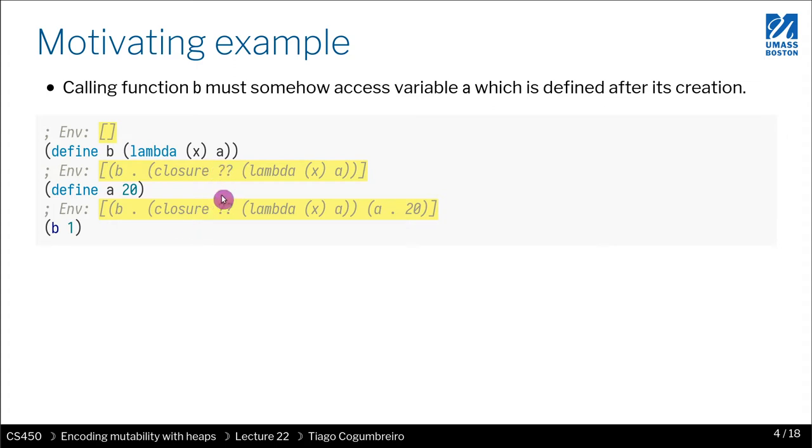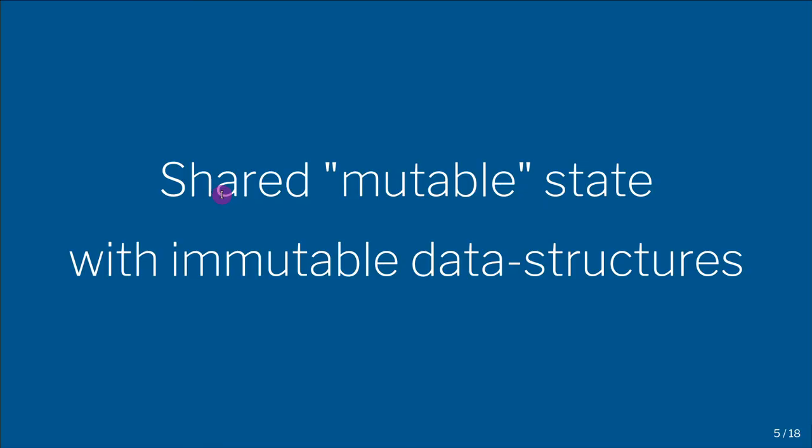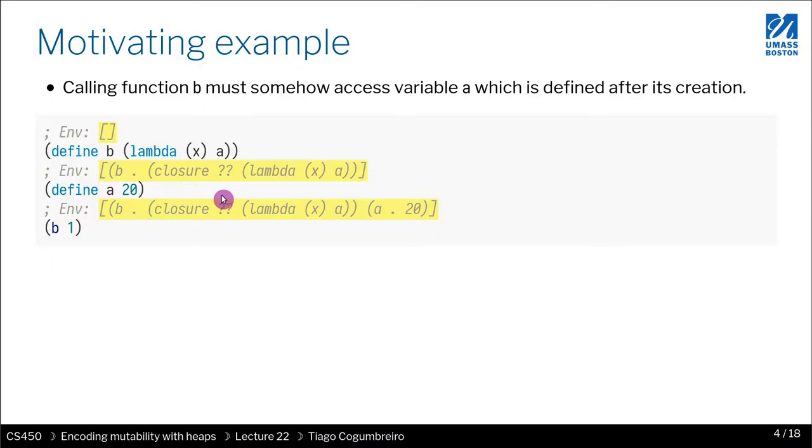But the way I'm teaching this course, we don't have access to mutability. So you may be wondering, how do I even do this? How do I represent or encode mutability in an immutable setting? And that's going to be the subject of today's lecture.